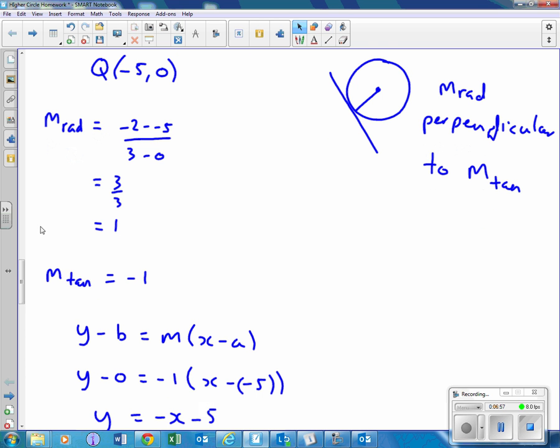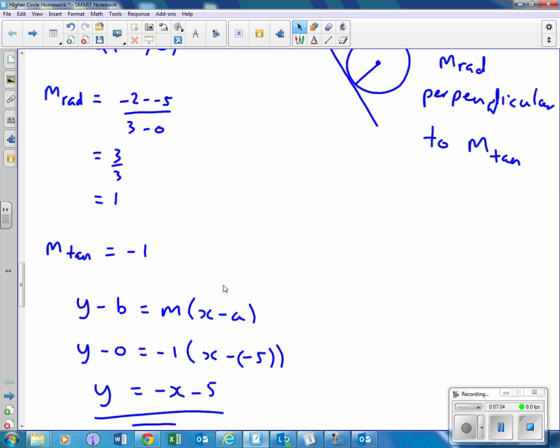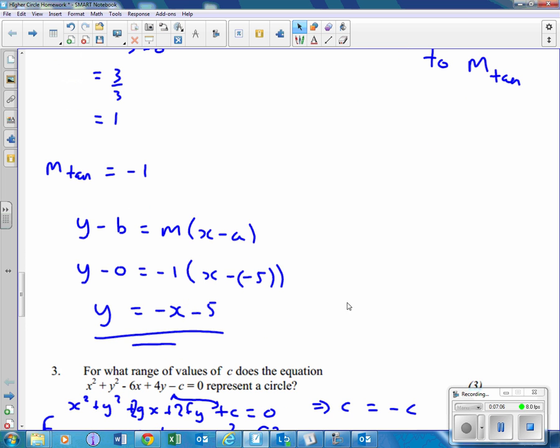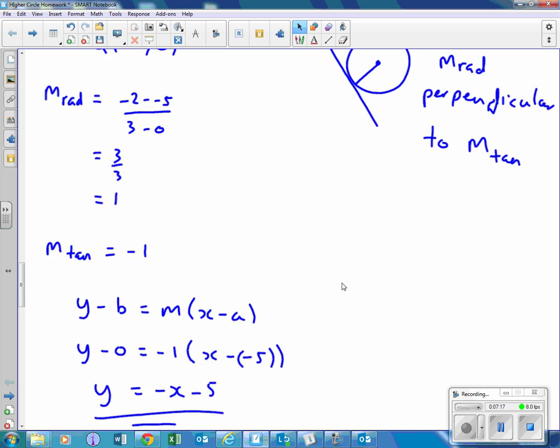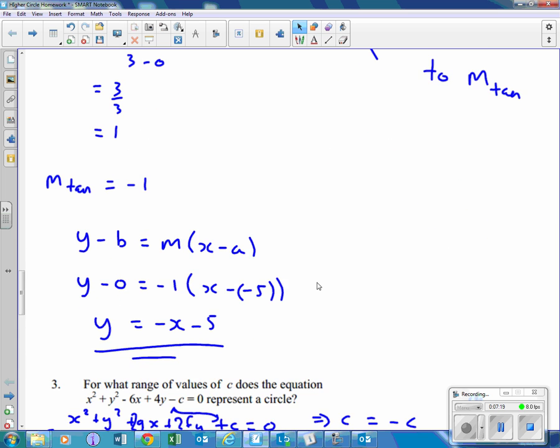So that's 1. Gradient of the tangent is perpendicular to that, so flip it. So if you flip 1, you still get 1, and change your sign, negative 1. Substitute in our values, y minus 0 equals negative 1 bracket x minus minus 5. So multiply through, y equals negative x minus 5. And that is us.